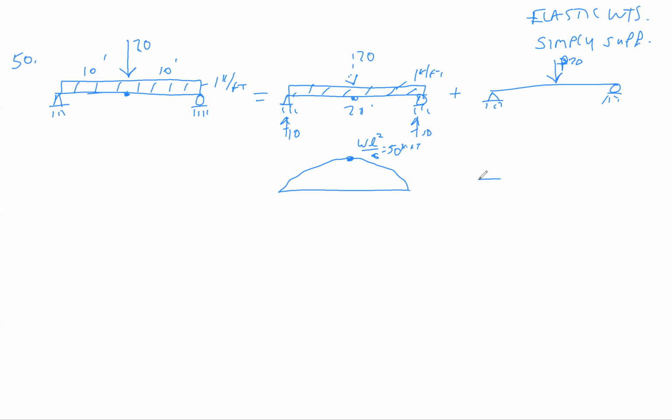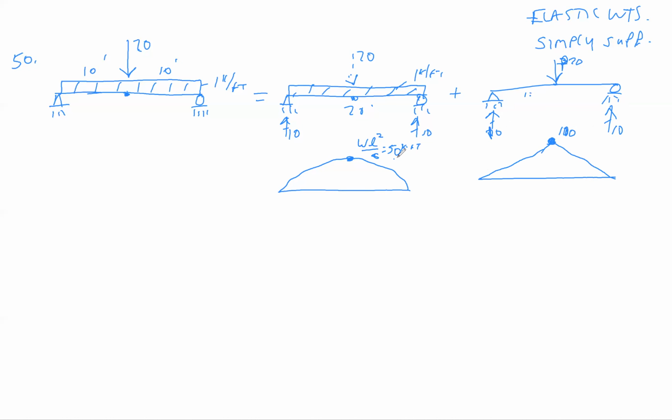All right, and then this one is also going to be 10 and 10 for the reactions. This one's going to be a straight line up to the center. If we cut that beam right here and look to the left, all I see is this 10 times 10 feet, so that's going to be 100. All right, so that's 100 kip feet, and this is 50 kip feet.